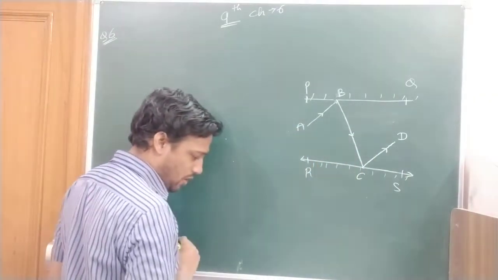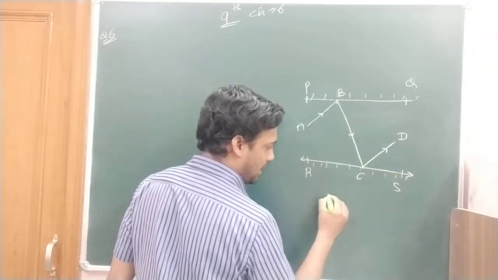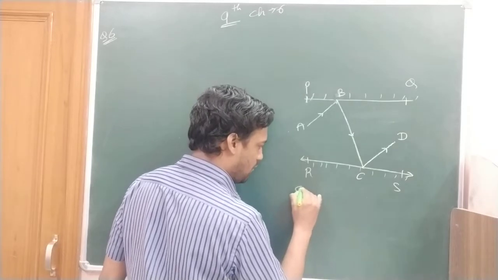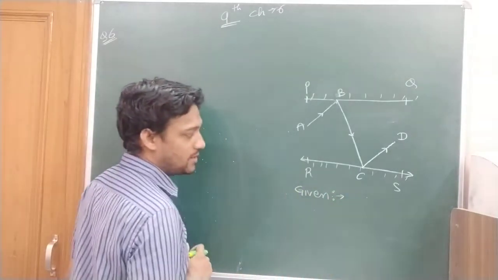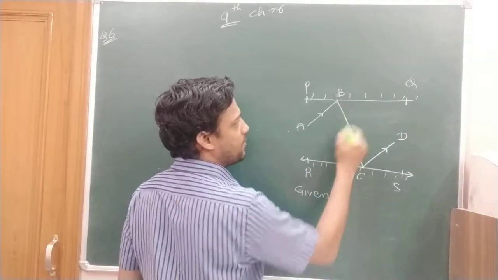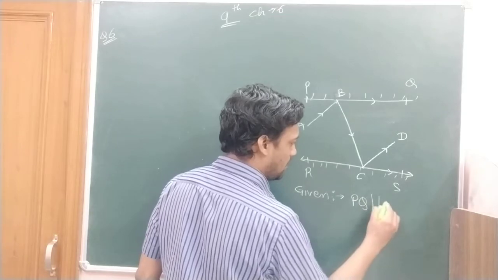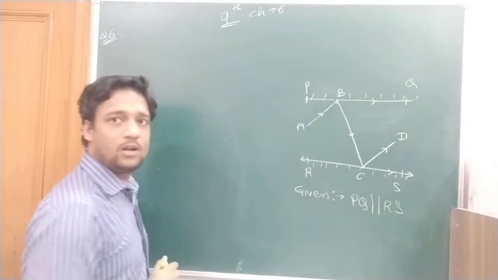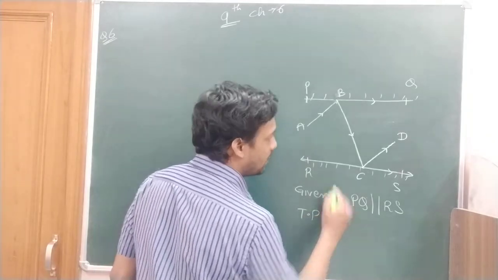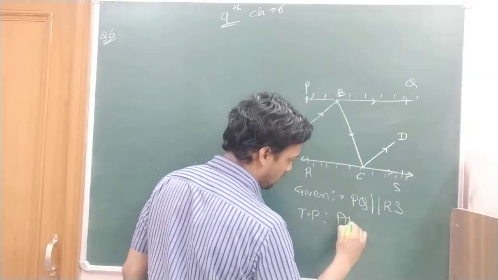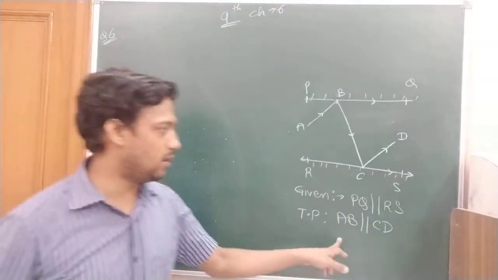Now what we have to prove? We have to prove that AB line is parallel to CD line. First of all, what is given? It is given that the two mirrors are parallel to each other, that is, PQ is parallel to RS. Now what you have to prove? To prove that AB line is parallel to CD line.